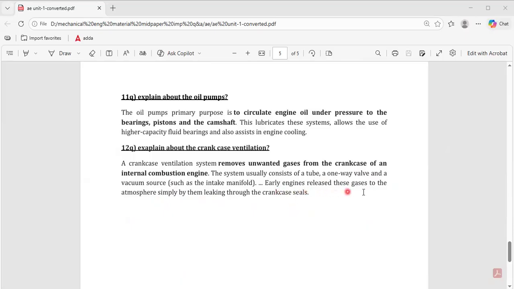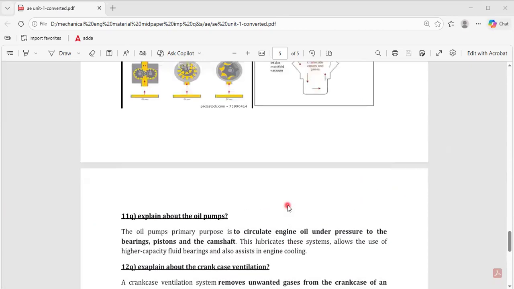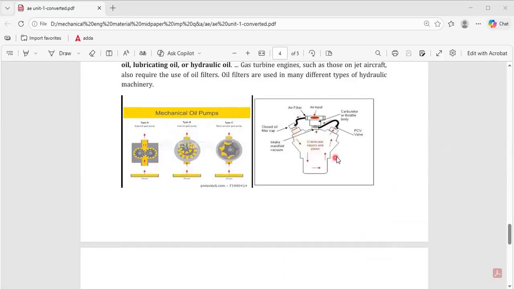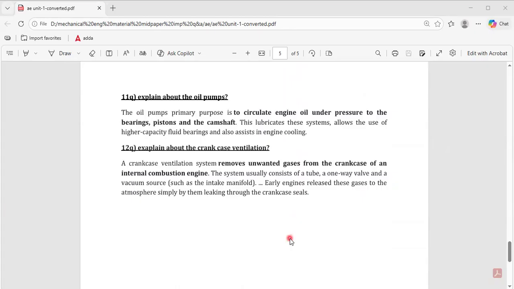Early engines released these gases to the atmosphere simply by leaking through the crankcase seals. Some crankcase seals were used. Now, the extra gases are removed by circulating the lubricating oil, and some filters are also used here. You can see one inlet and one outlet.